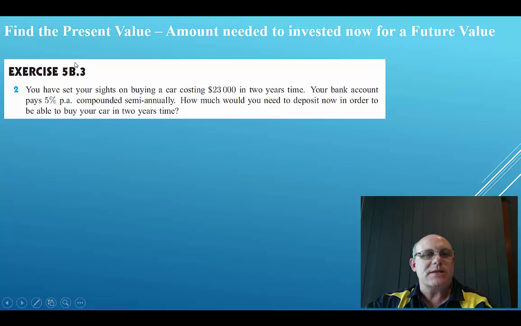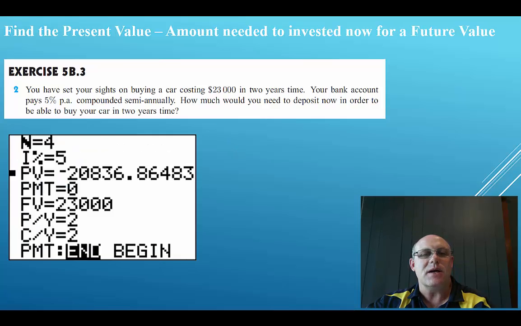All right, in exercise 5B3, we're trying to work out what the present value is. So this is the amount of money that you need to invest now to grow to a future value. All right, so let's look at this example. You've set your sights on buying a car costing $23,000 in 2 years' time. Your bank account pays 5% compounded semi-annually, so in other words 2 times per year. How much would you need to deposit in order to be able to buy your car in 2 years' time?